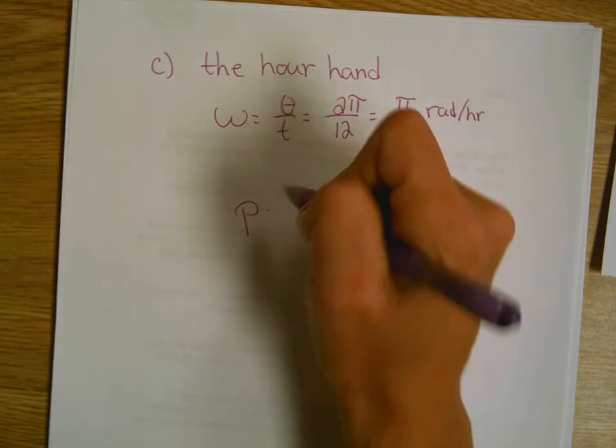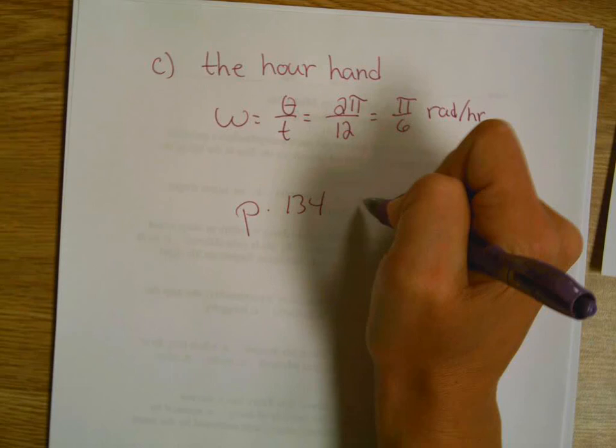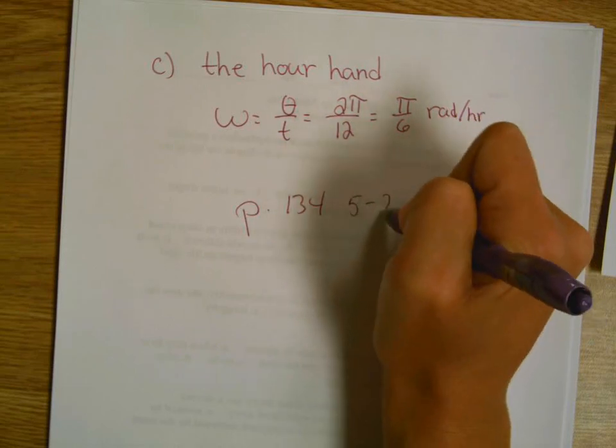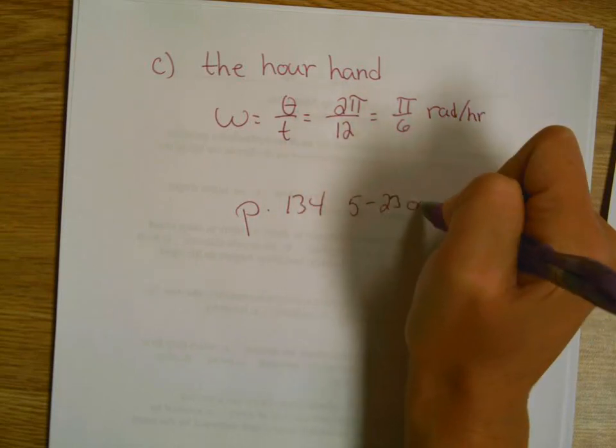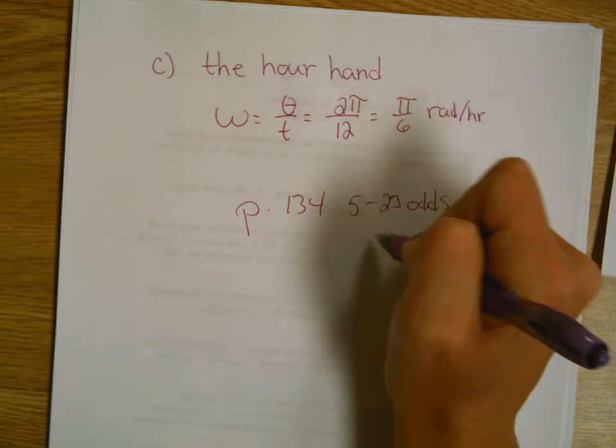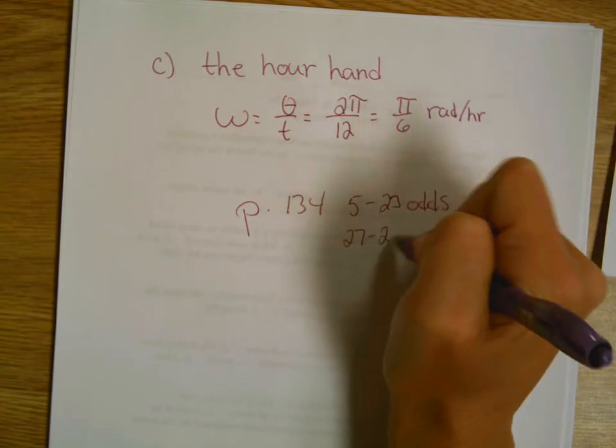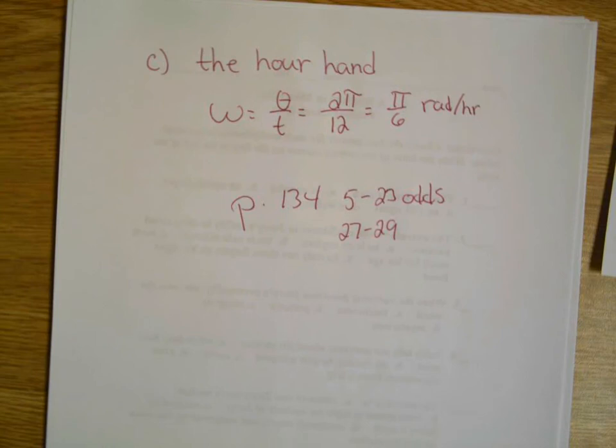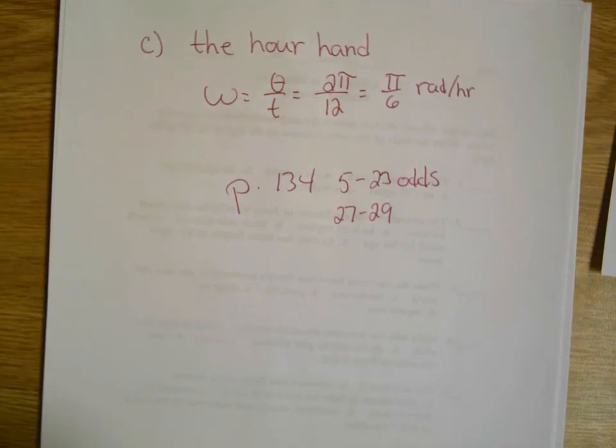Trig. Here we go. Page 134, 5 through 23. Pick up the odds. And then 27 to 29. I think I did enough for you to be able to do all that. Monday we'll start the story problems.